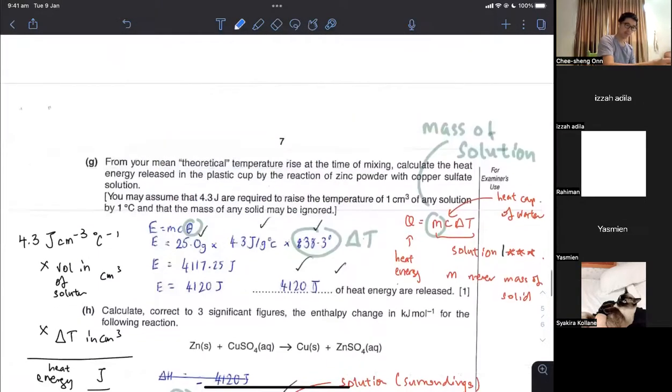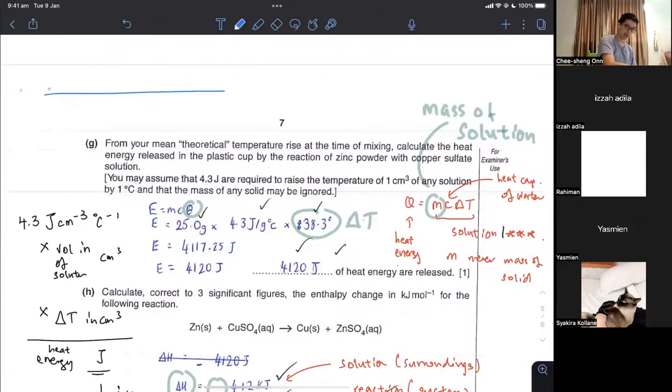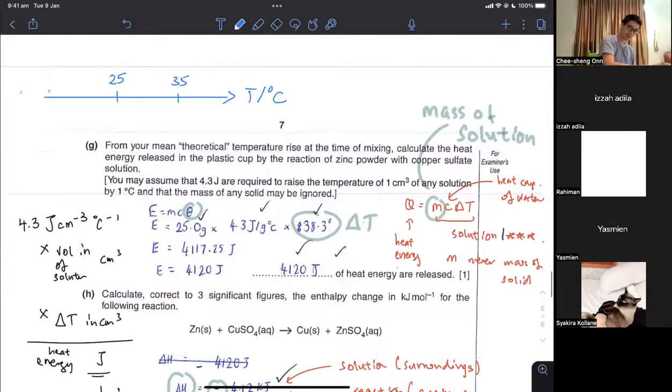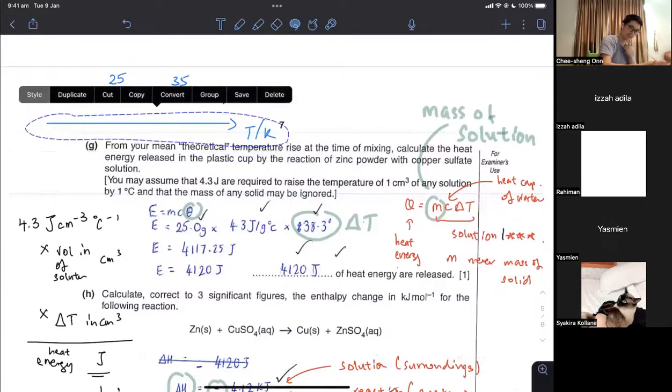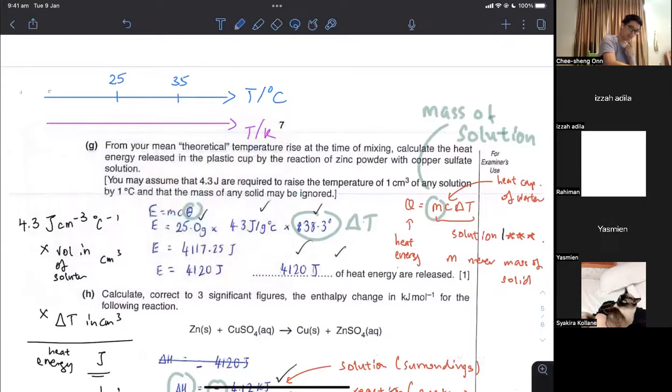Some people say, change in temperature, they have to add 273. But if this is temperature in degrees Celsius, let's say this is 25, let's say this is 35 degrees Celsius. Now, when I have the temperature in Kelvin, how would this look? Plus 273, which is 298, and then this will be 308 Kelvin. We're talking about change in temperature.